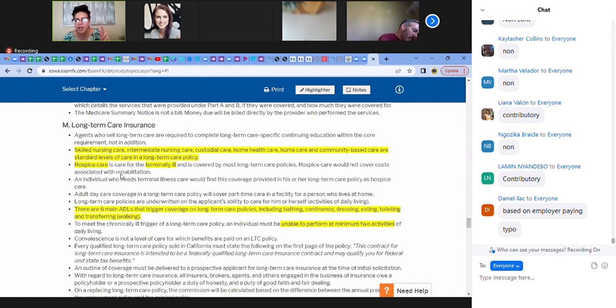Medicare covers 3 pints of blood. How many continuing education units does an agent need to do long-term care? That's another state-specific question. Some states are 8, some states are 4. You need to find out how much continuing education you need to offer long-term care.